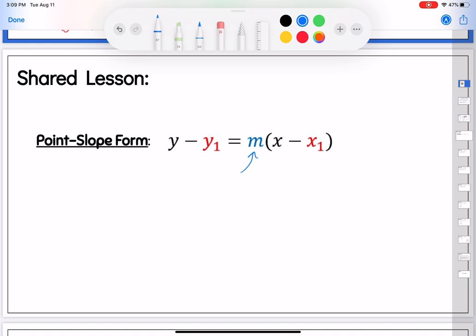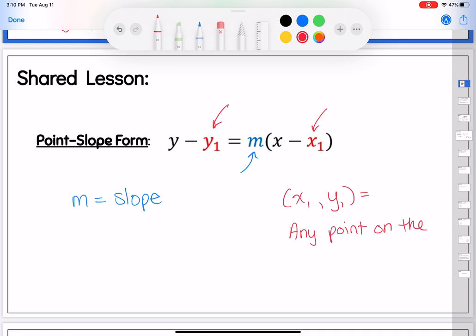For example, I have m. What do you suppose m stands for? Same thing as in slope-intercept form. M stands for slope. But then instead of b, I have this y1 and this x1. Now, hopefully, after your slope formula, this looks a little familiar to you, right? So x1 comma y1 is really the coordinates of any point on the line. Notice it's any point on the line.